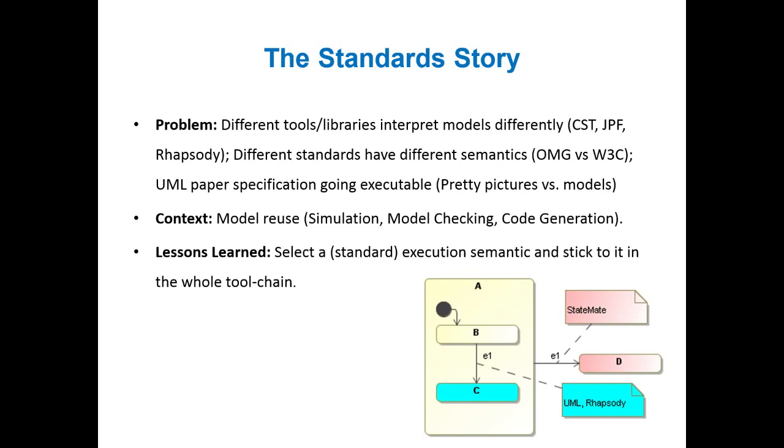If you look at the state machine shown here, where you have four states, A, B, C, and D, and two transitions with one event, E1. Suppose you're in state B and you inject an event E1. In StateMate it would move to state D, and in Rhapsody, which is a UML implementation, you would go to state C. So depending on the tool, the same model can have very different results when you execute it.